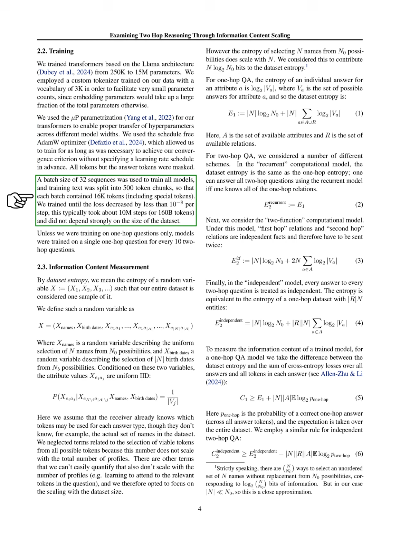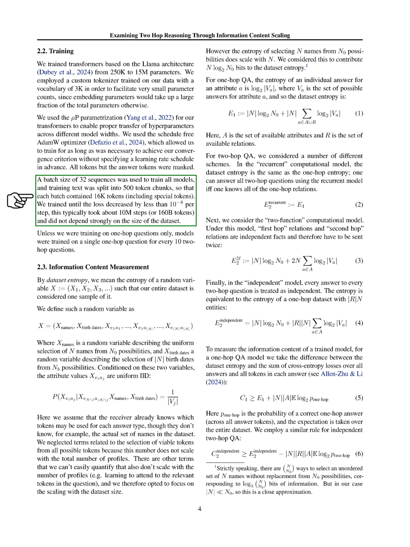We masked all tokens except for the answer tokens and used a batch size of 32 sequences, splitting the training text into chunks of 500 tokens, resulting in batches of 16,000 tokens, including special tokens. We continued training until the loss decreased by less than 10 millionths per step, which typically required about 10 million steps or 160 billion tokens, and this was not heavily influenced by dataset size. For training, we used one-hop question for every 10 two-hop questions, unless we were focusing solely on one-hop questions.